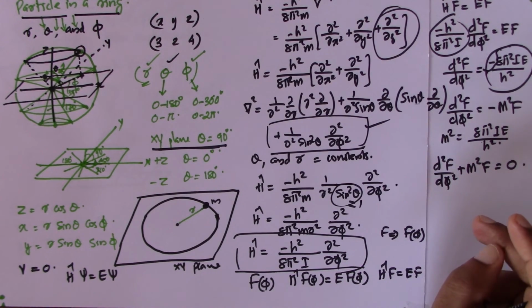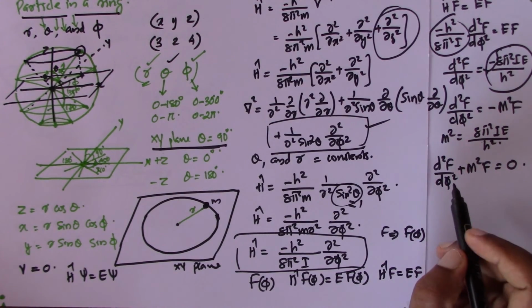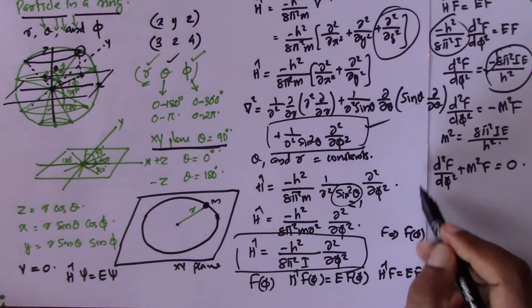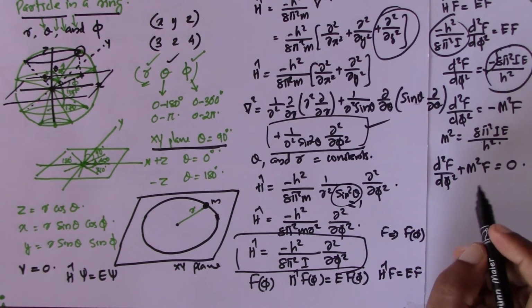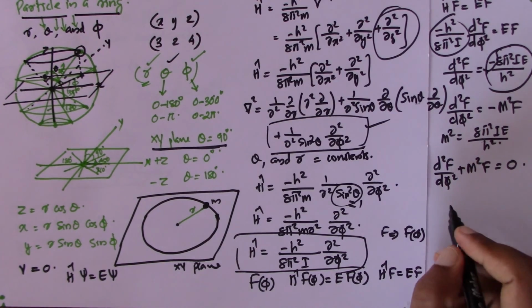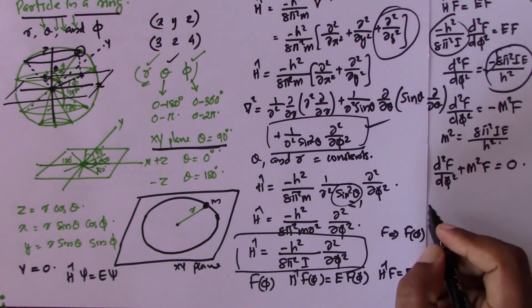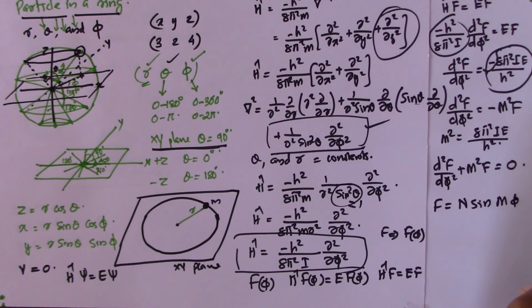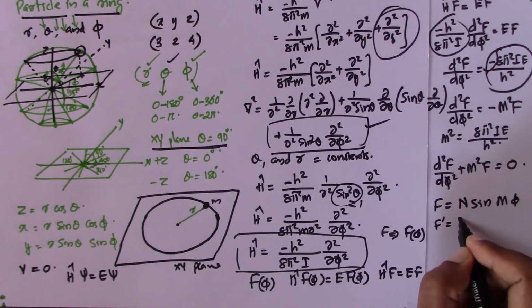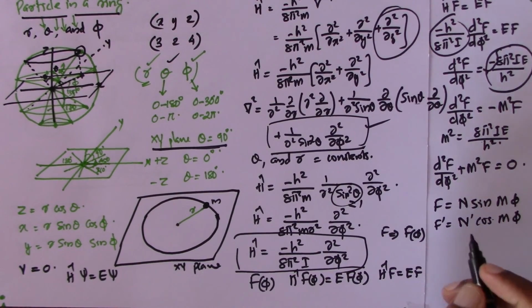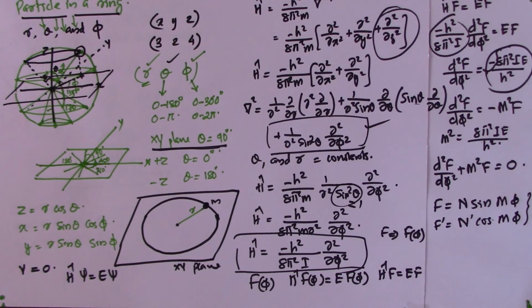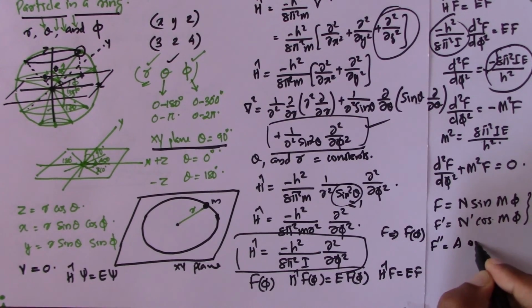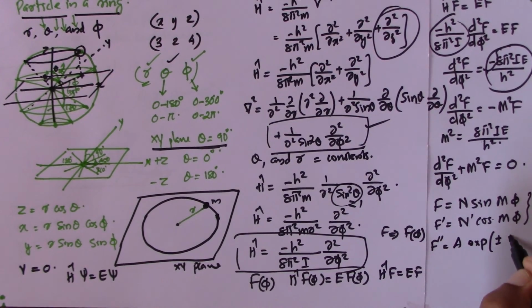When you learned the particle in a one-dimensional box in the previous semester, you saw this type of equation: d²ψ/dx² + k²ψ = 0. So we have obtained a similar equation here, and you already know the solutions. The real solutions are f = N sin mφ, or f′ = N′ cos mφ. And we have an imaginary set also: f″ = A exp(±imφ).